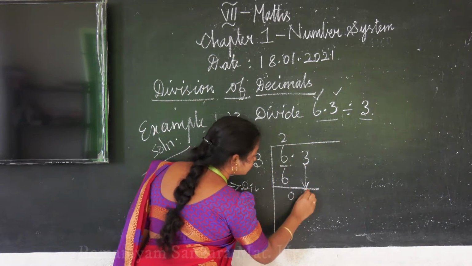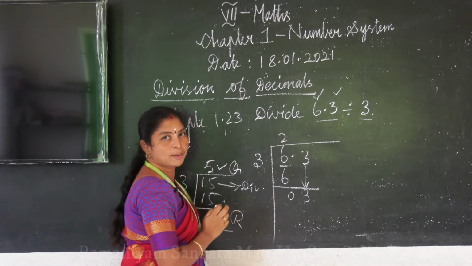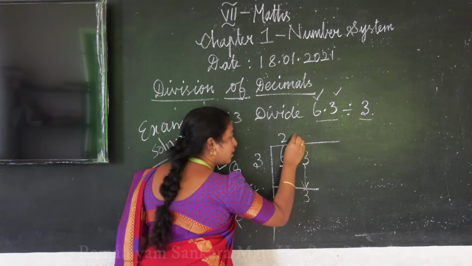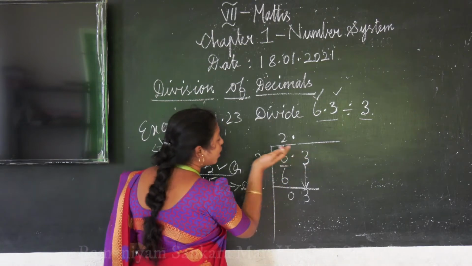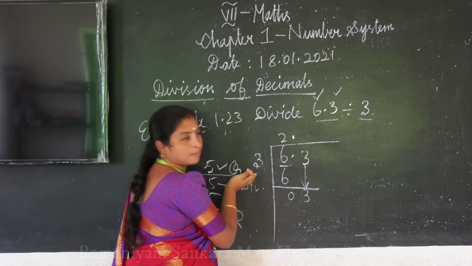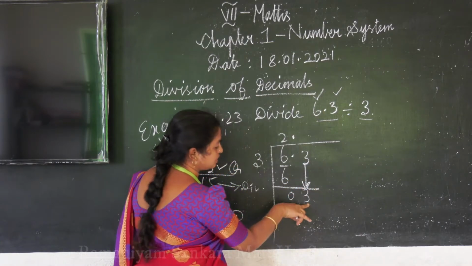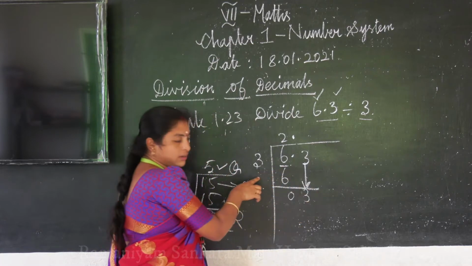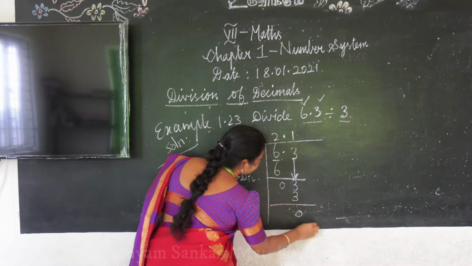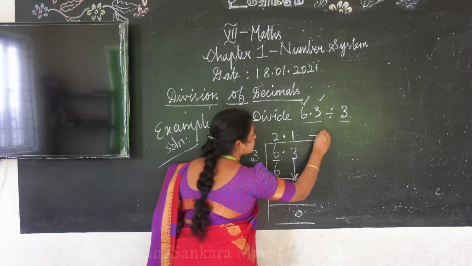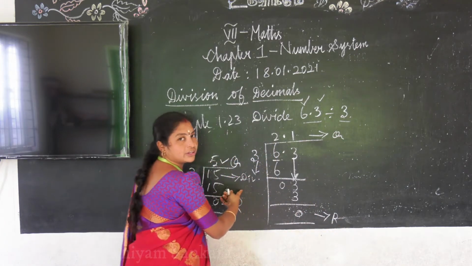Next we have to bring down 3, after the decimal point. So we have to keep the point in the quotient. See how I am dividing a decimal number by a whole number. I have brought down 3. In 3, how many times 3 are there? There is only one time. 1 3 is 3. So 2.1 is the quotient, 0 is the remainder, and 3 is the divisor.